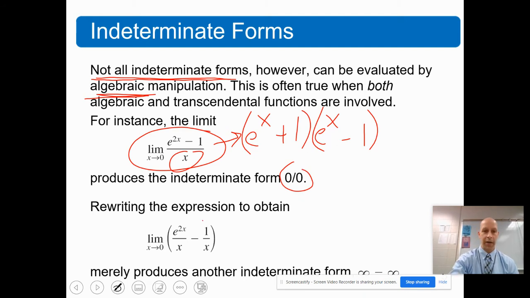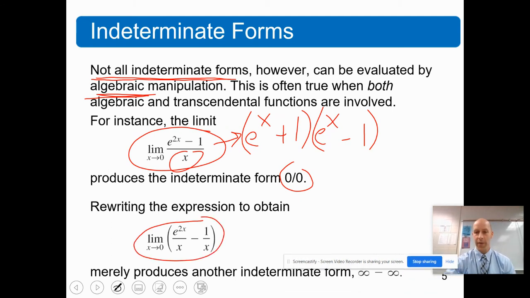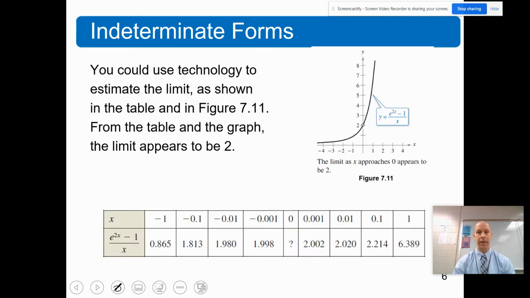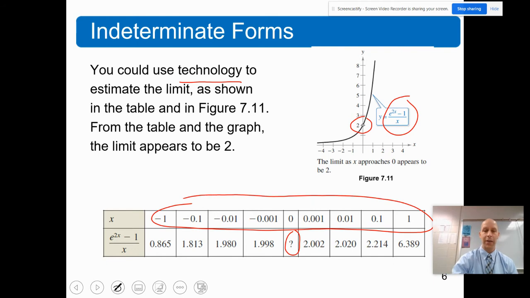So we could rewrite the expression in this way. This produces another indeterminate form, and this particular indeterminate form is infinity minus infinity, which, by the way, you might think that's 0, but that is not necessarily the case. If we look at the graph using technology, and we're talking about the curve e to the 2x minus 1 over x, by inspection, you can see that that curve appears to go through the value 2. If we look at the table of values close to x equals 0.